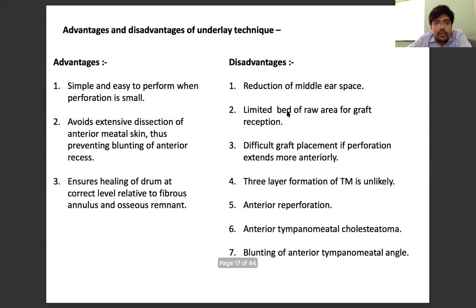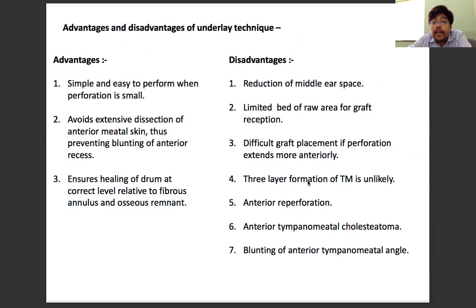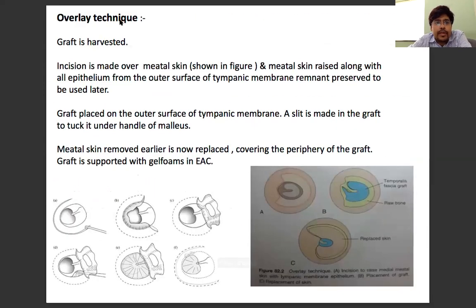What is the advantage and disadvantage of the underlay technique? It is very simple and easy, avoids extensive dissection, and ensures healing of trauma. So every procedure has disadvantages. Why? As we are putting the graft under the tympanomeatal flap, there is reduction of middle ear space. It is a limited bed. Raw area is not much. Three-layer formation of the TM is unlikely. In anterior perforation, it is difficult. There can be blunting.